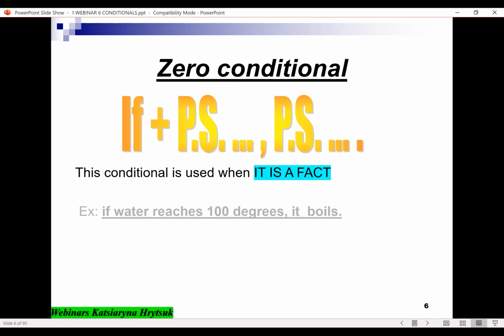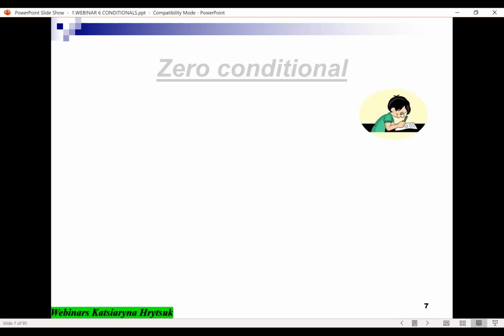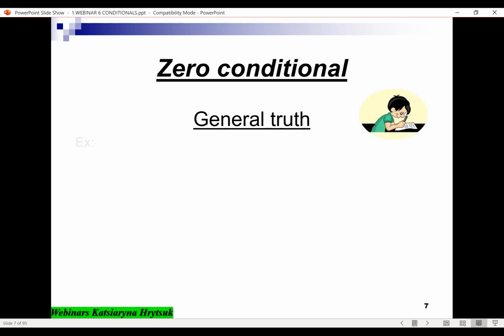And this is some fact in life. Daniel, another example, please. If water reaches 100 degrees, it boils. You see, here present simple, reaches, and the main clause also present simple, boils. Okay, I don't see you all. I want to see you all. So these two present simple, not about one particular situation. It's a general fact.